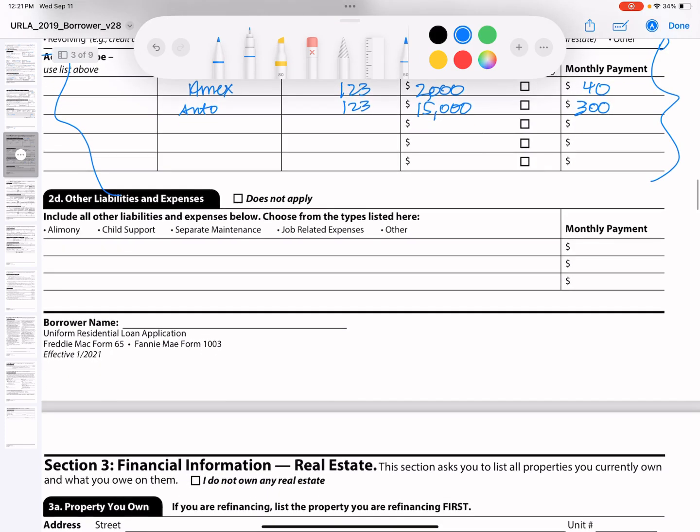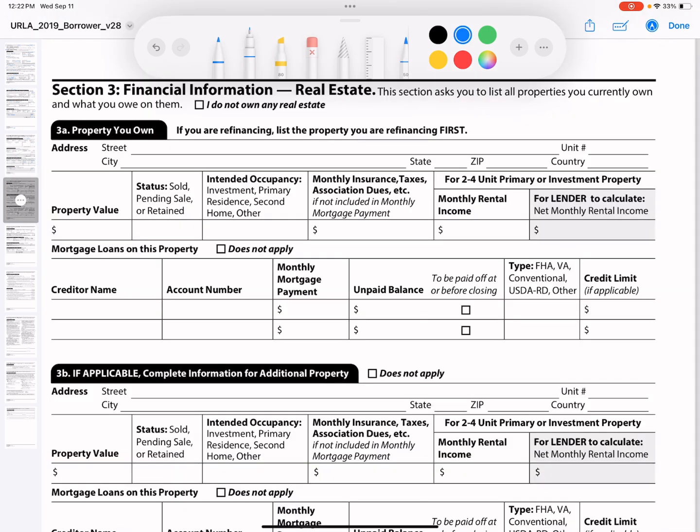Other liabilities and expenses. Now this you can get worked up about because these are things that probably won't be on your credit. Child support's a big one. Alimony is a big one. You are going to need to provide documentation of child support that you owe, which is usually a court order. Even if it's on your credit, they are still going to ask you for a copy of the court order supporting that obligation.